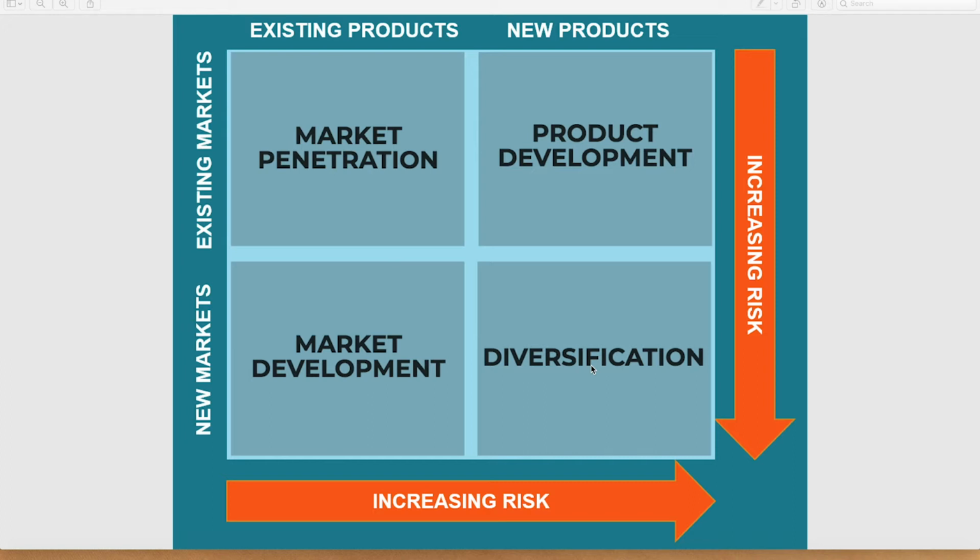So, first of all, we can sell existing products to existing markets or existing customers, which is market penetration. So that's market penetration, that's the first way. The second way, we can sell existing products into new markets or new customers, and that's called market development. Third, we can sell new products to existing markets, and that's called product development. And finally, we can sell new products to new markets, which is diversification.